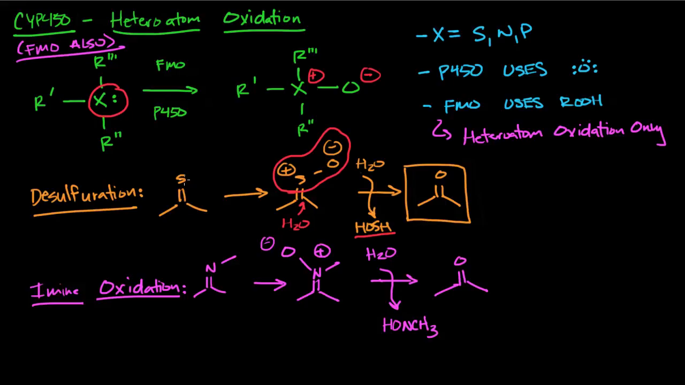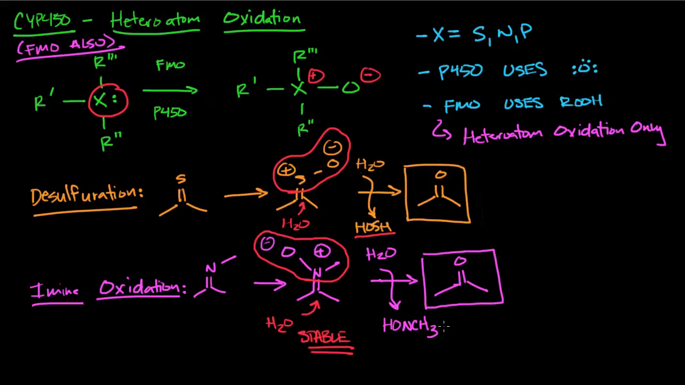Similarly, imine oxidation, what can happen here is you have a double bonded nitrogen, you oxidize it via FMO or P450, okay? And then this intermediate is a little more stable than the oxidized sulfur. But you can still take the H2O in there, attack, and then you can cut that off. HONCH3 goes off, and then you end up, much like with desulfuration, with a C=O bond.